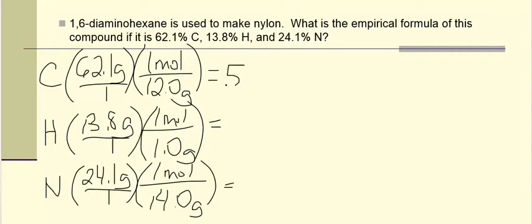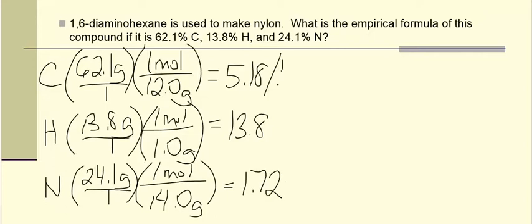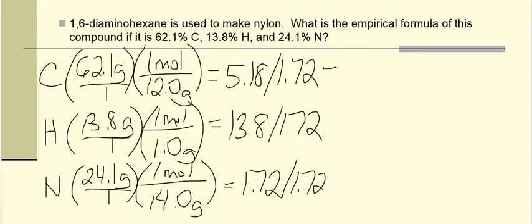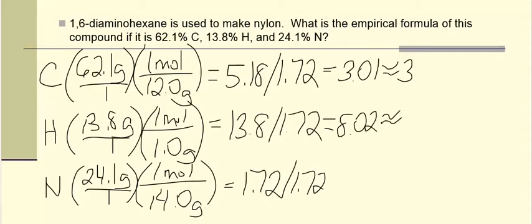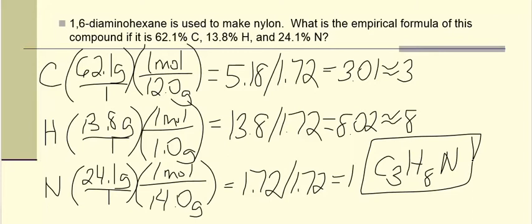So we have 5.18 moles of carbon, 13.8 moles of hydrogen, and 1.72 moles of nitrogen. Want whole numbers? Divide by the smallest, 1.72. For carbon, that comes out to 3.01. That's close enough to 3 that we can round. For hydrogen, it comes out to 8.02. Close enough to 8 that we can round. For nitrogen, it's 1. So the empirical formula, C3H8N.